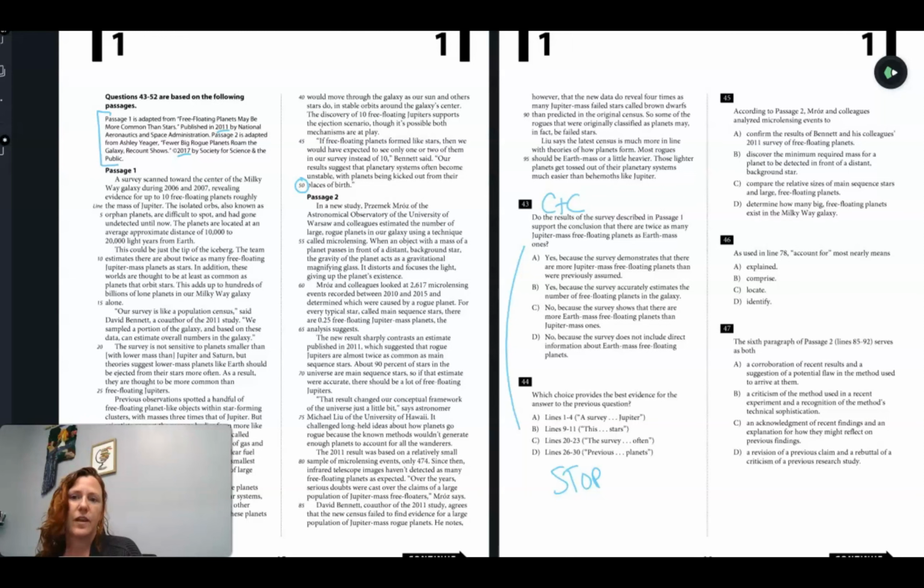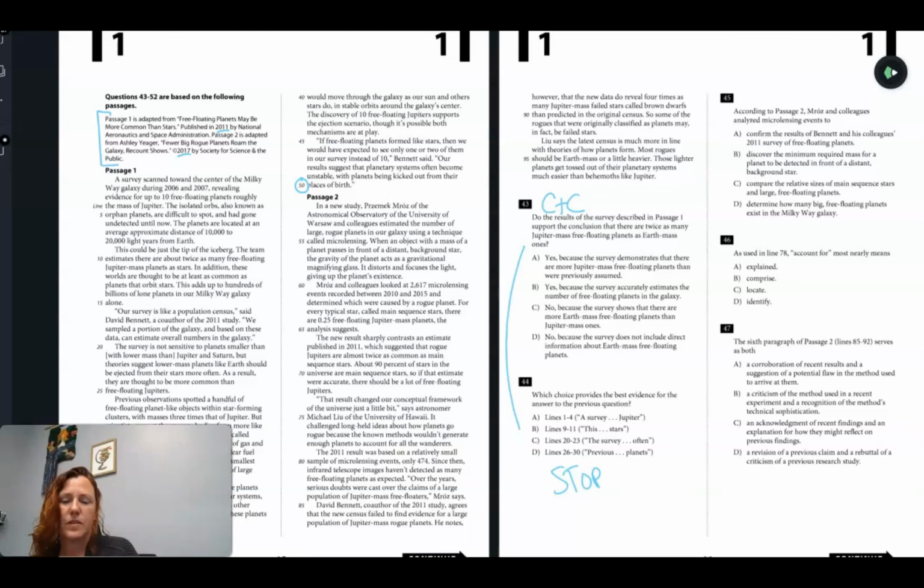A survey scanned towards the center of the Milky Way galaxy during 2006 and 7, revealing evidence of up to 10 free-floating planets about the size of Jupiter. The isolated orbs, also known as orphan planets, are difficult to spot and had gone undetected until now. The planets are located at an average distance of 10,000 to 20,000 light years from Earth. So we just have some background.